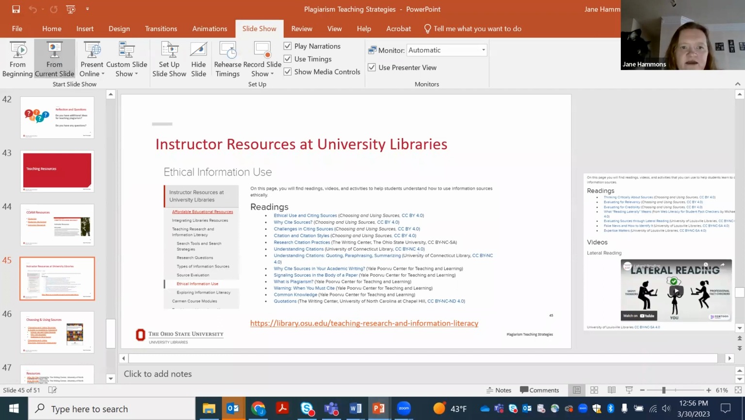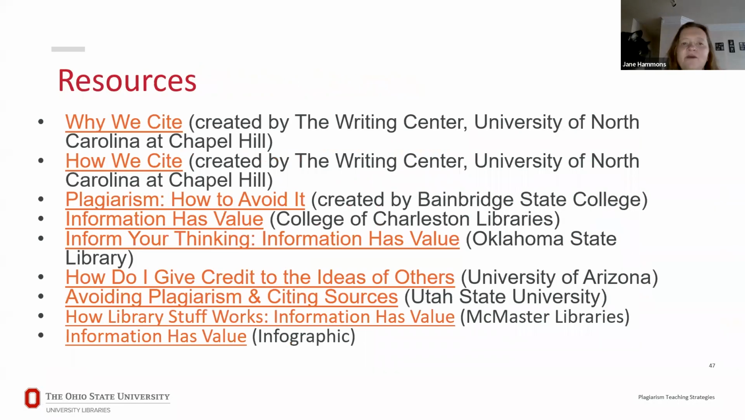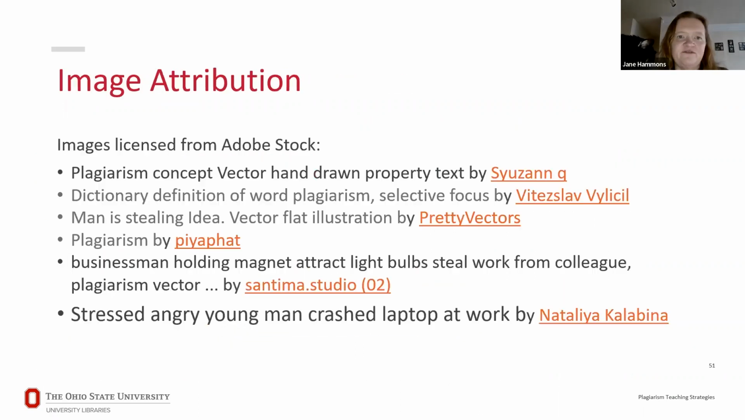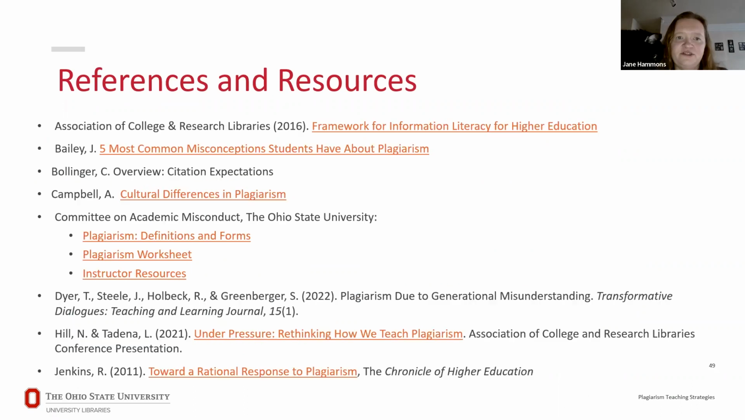All right, that was Choosing and Using. And then I put a bunch of links on here for some of the resources that I found most helpful in thinking about citations. The North Carolina videos on why we cite and how we cite I found were really helpful. I'll pause there, as we have about 4 minutes left, to see if there are any questions, comments, thoughts that folks would like to share. My references and resources are there, and my image attributions.